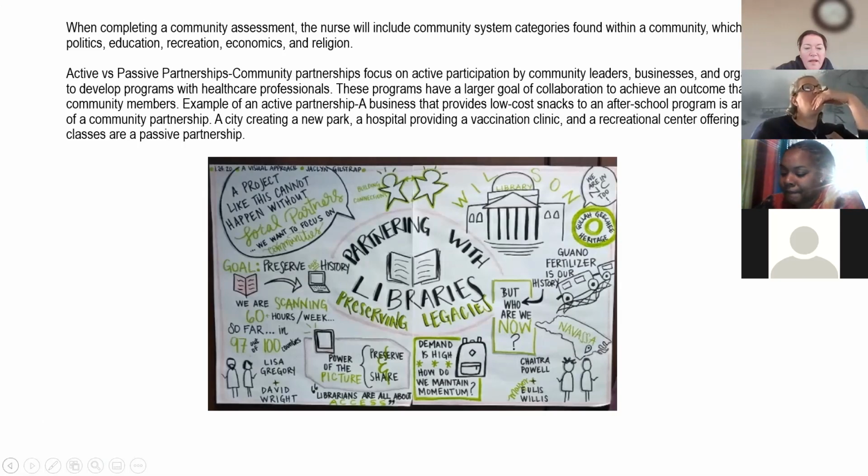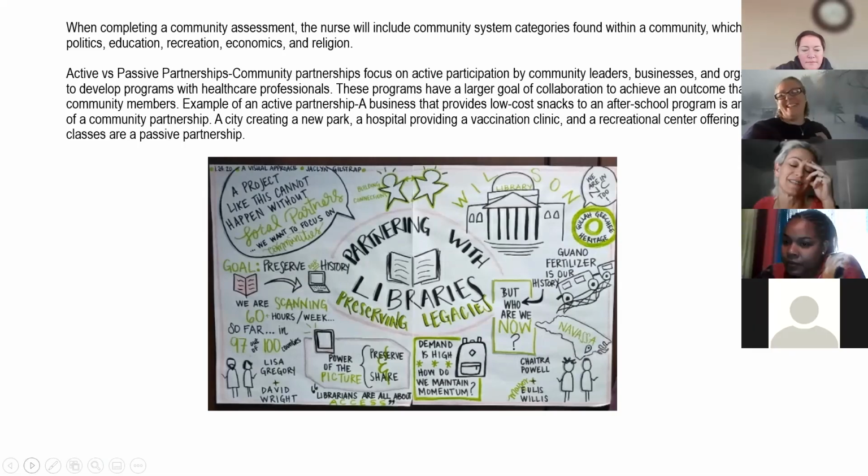How about: the following is an example of an active partnership? A city creating a new park, a hospital providing a vaccination clinic, or a business that's providing low-cost snacks to an after-school program. Right? We know which one of those would be active. Nobody's responding. You guys are quiet. Those low-cost snacks. The other ones are passive. Yep, so that type of question.